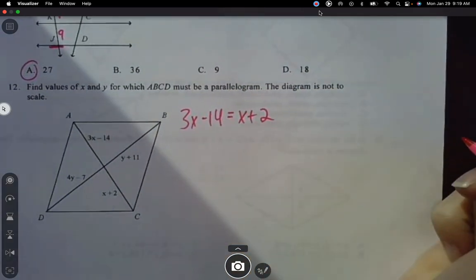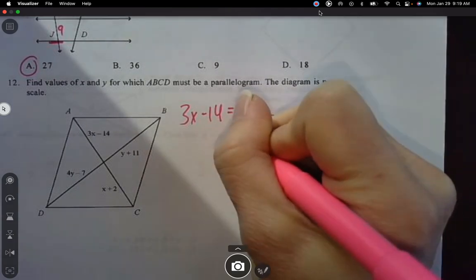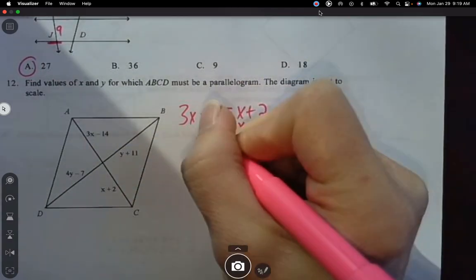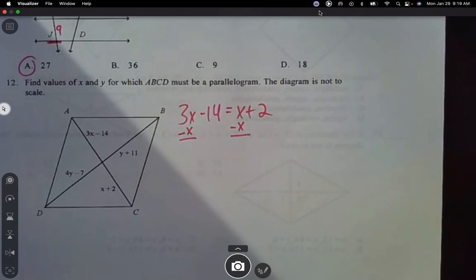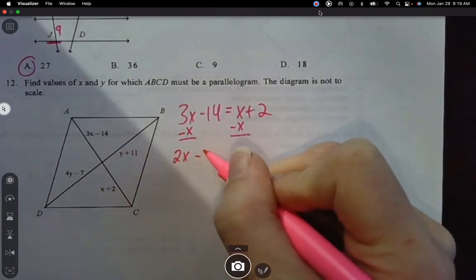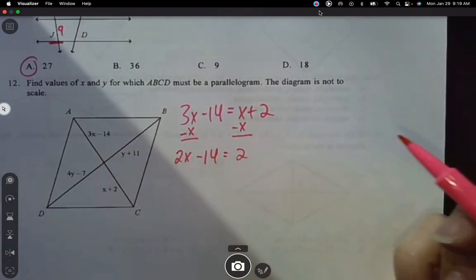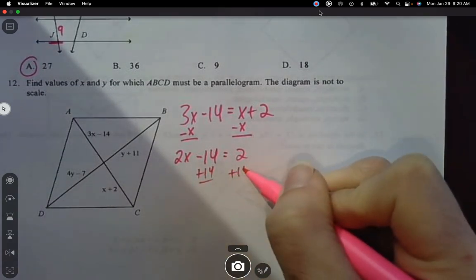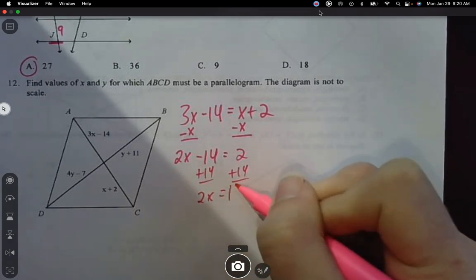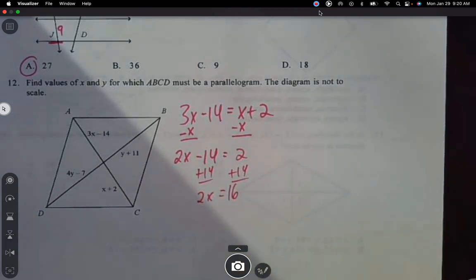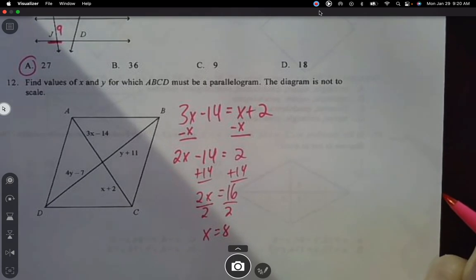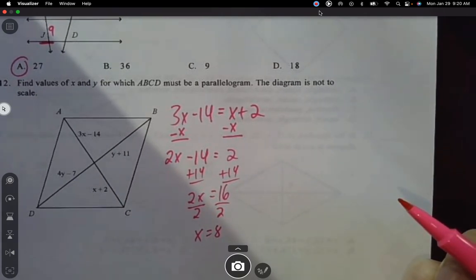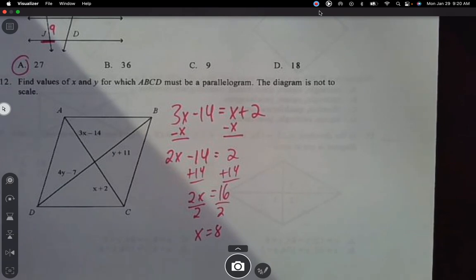Let's solve for x. What do I do? Yeah, I said it. And now I'm subtracting x. What do I get? 2x minus 14 equals 2. Then what? Add 14. 2x equals 16. 16 what? Divide by 2. And x is 8. So that's the first one. Then what do I do for y? The same thing. All right, let me wait and let everybody catch up for a second, then I'll go through y.